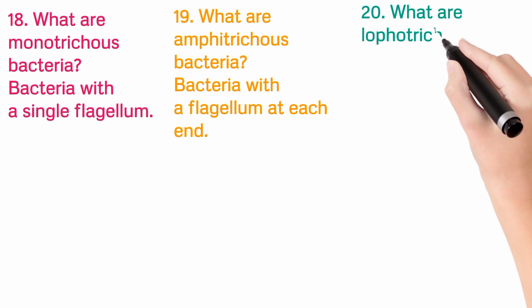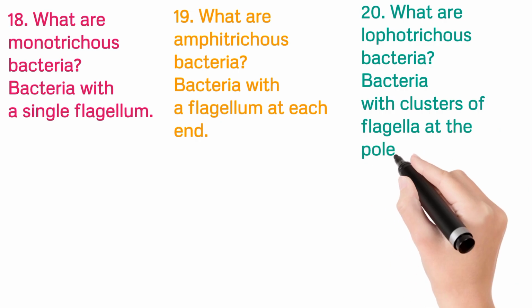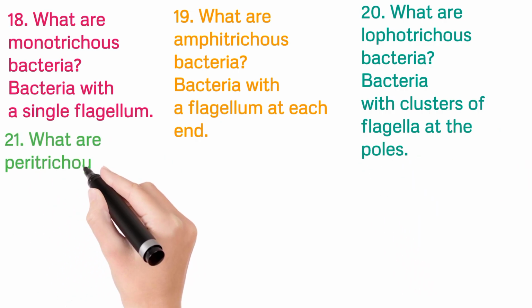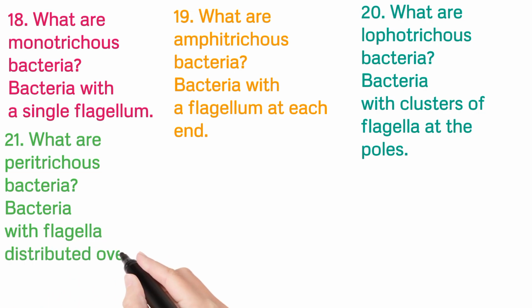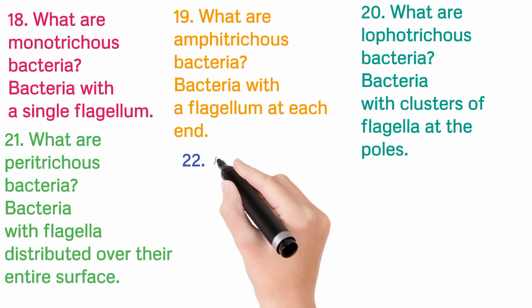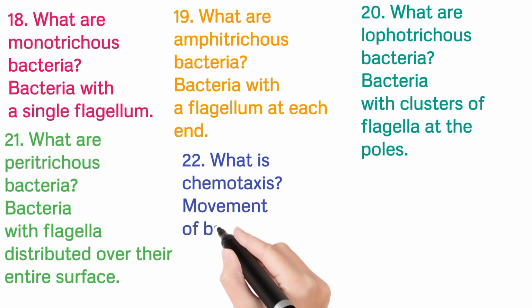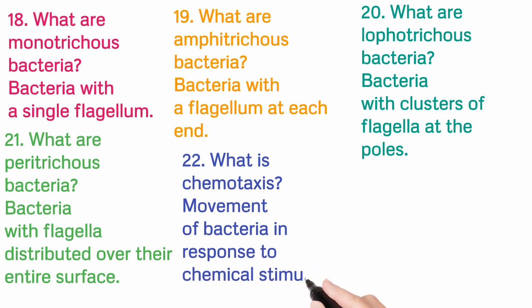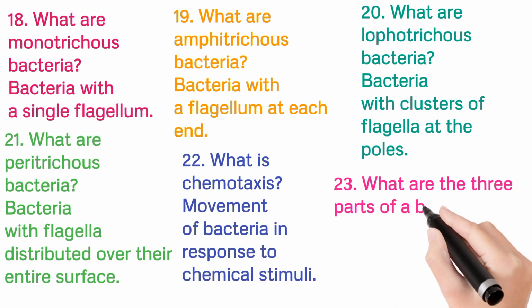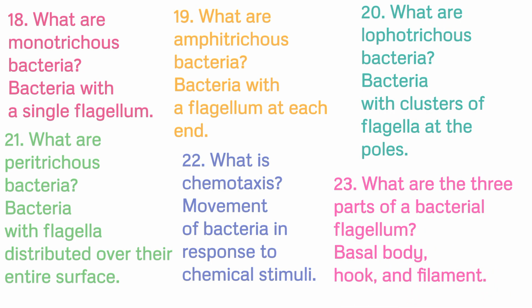20. What are lophotrichous bacteria? Bacteria with clusters of flagella at the pole. 21. What are peritrichous bacteria? Bacteria with flagella distributed over their entire surface. 22. What is chemotaxis? Movement of bacteria in response to chemical stimuli. 23. What are the 3 parts of a bacterial flagellum? Basal body, hook, and filament.